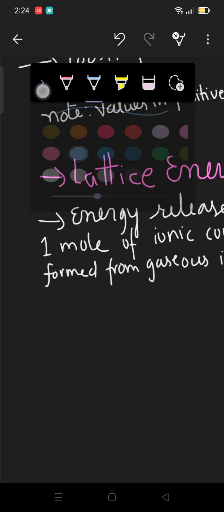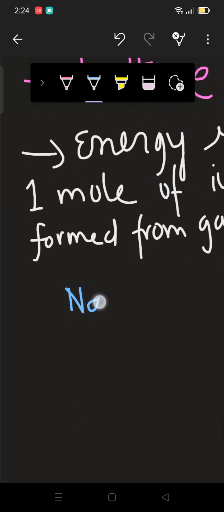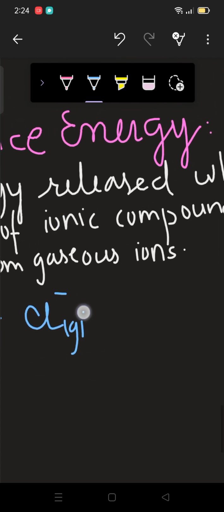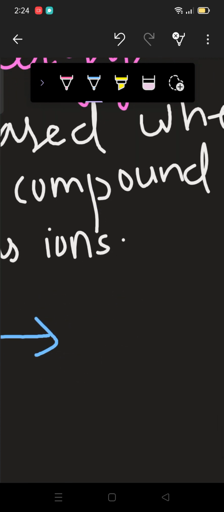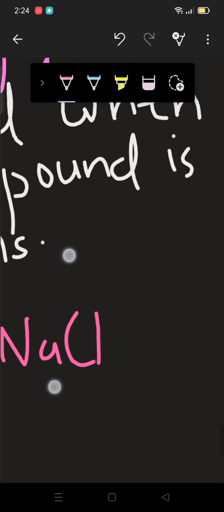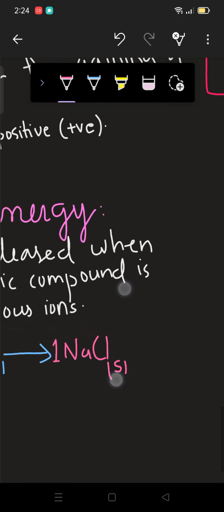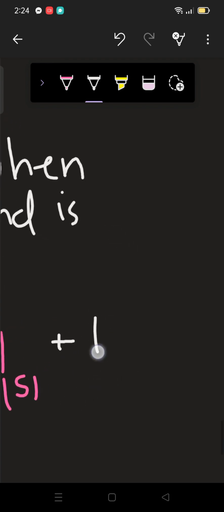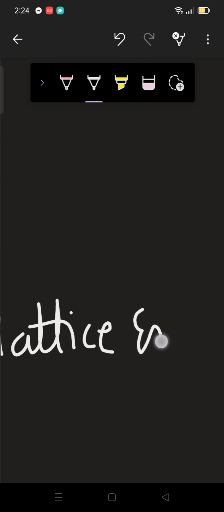For example, we have Na+ in the gaseous form plus Cl- in the gaseous form; they react together and form NaCl, 1 mole of NaCl in the solid form. And now see, the energy which will be released in this process would be the lattice energy. So here lattice energy would be released.